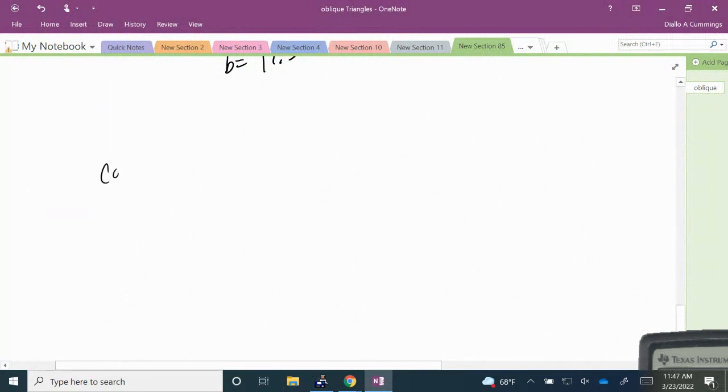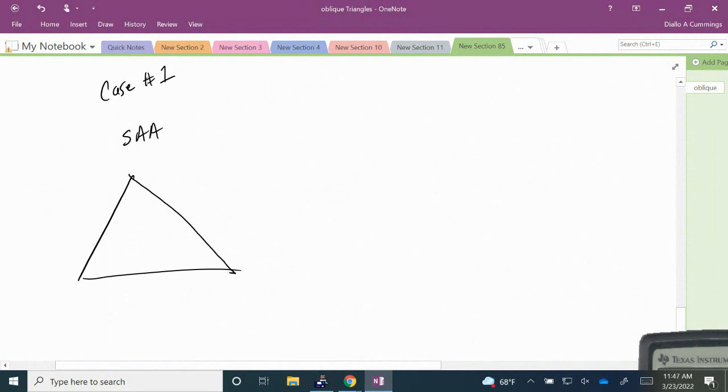Notice we have case number 1, a side angle angle. So what does that actually mean? Well, if I have a triangle, I would be given the measurement of one side, the measurement of another angle, and I would also be given the measurement of an angle that's included in between the side and the angle measure.